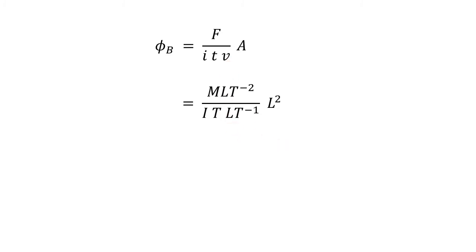So here clearly we can cancel T and T power minus 1, as well as L and L. Then the remaining is M L square T power minus 2, and in the denominator I; if you shift it to the numerator, it becomes I power minus 1. So M L square T power minus 2 into I power minus 1. This is the dimensional formula for magnetic flux.